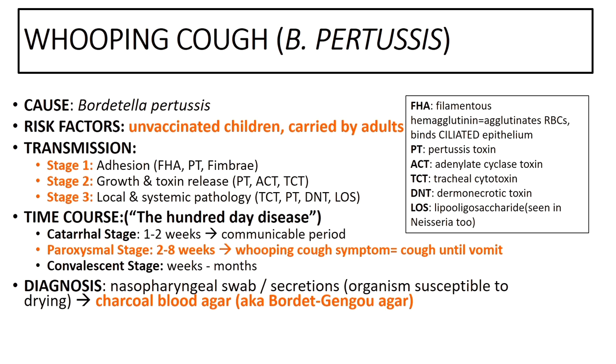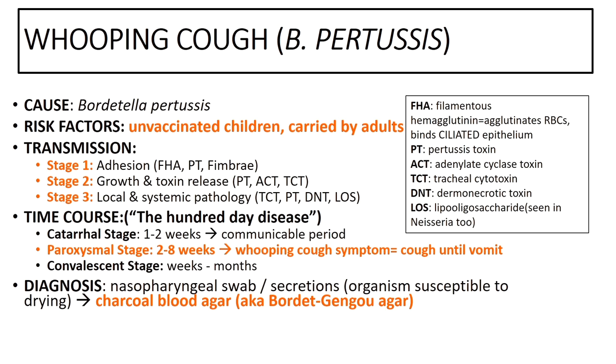So risk factors for this: unvaccinated children, because it's a general vaccine that we give to children. So anti-vaxxers, unvaccinated children, immigrants, you might be thinking of. This organism is carried by adults and given to children that are at risk. This is known as the 100-day disease, 100-day cough.